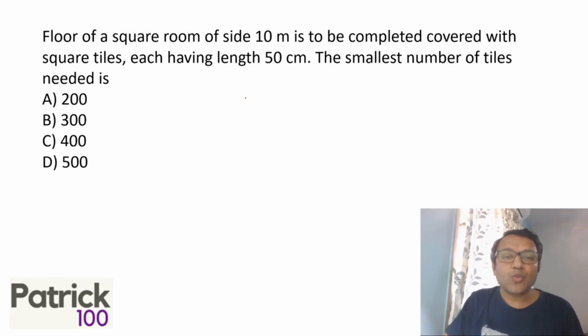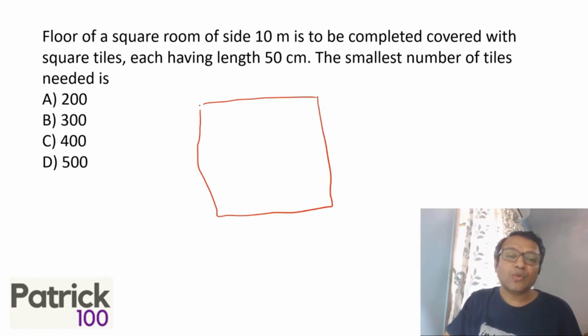Now, floor of a square room of side 10 meters to be completely covered with square tiles. So when you say floor, it's a square, right? So one way is very clear. Try to find the number of tiles on one side, and the square of that will give you the total number of tiles. For example, the number of tiles on one side is 10 meter upon 50. Total length is 10 meters, and each tile is 50 centimeter.